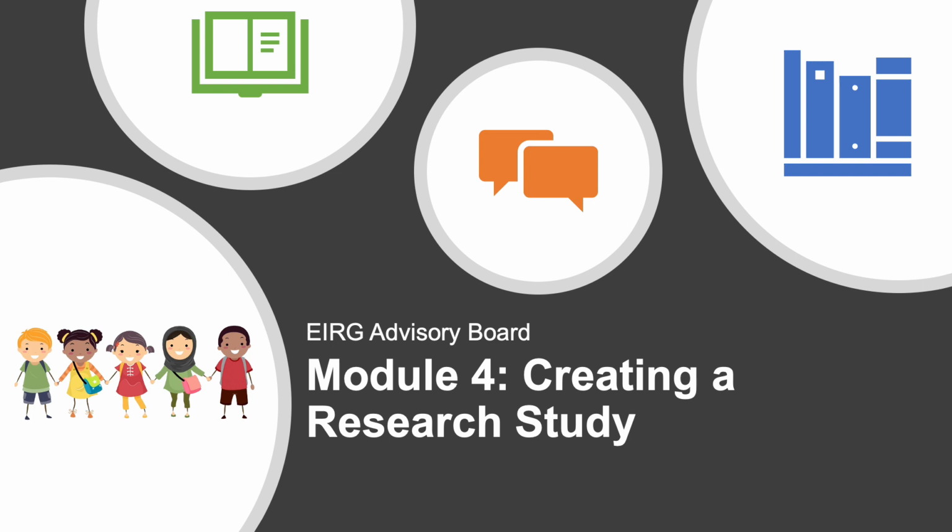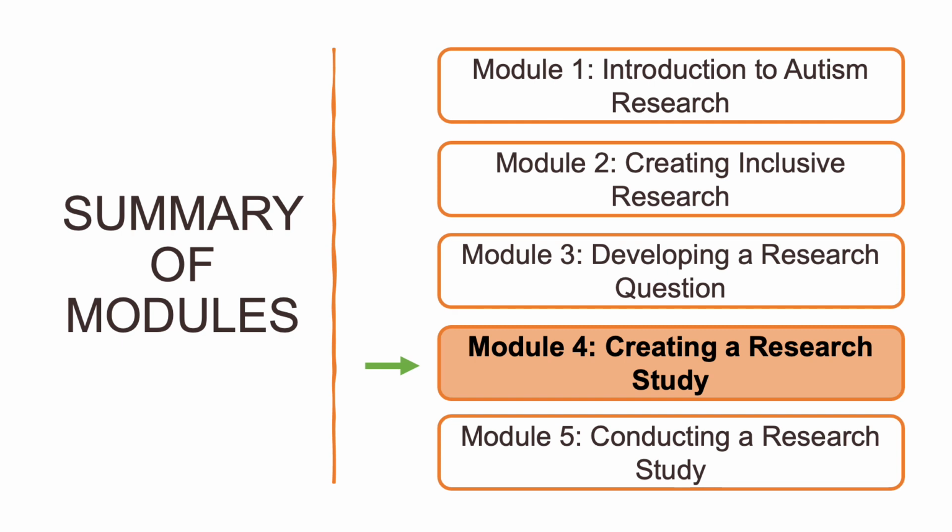Module 4, Creating a Research Study. In the first few modules, we discussed what research is, how to create inclusive research to overcome the biases of autism research, and how to develop a research question. In this module, we'll discuss the steps to creating a research study.